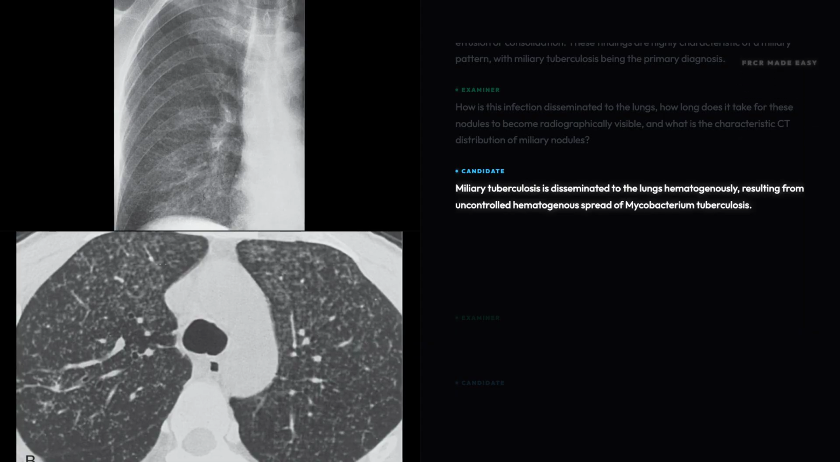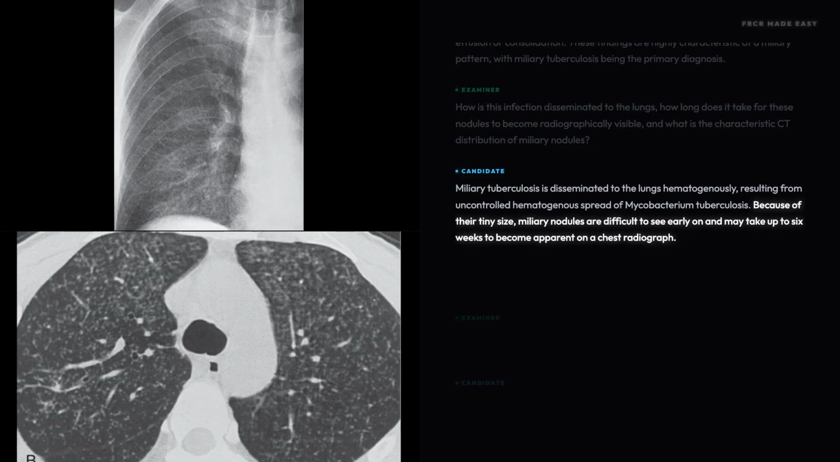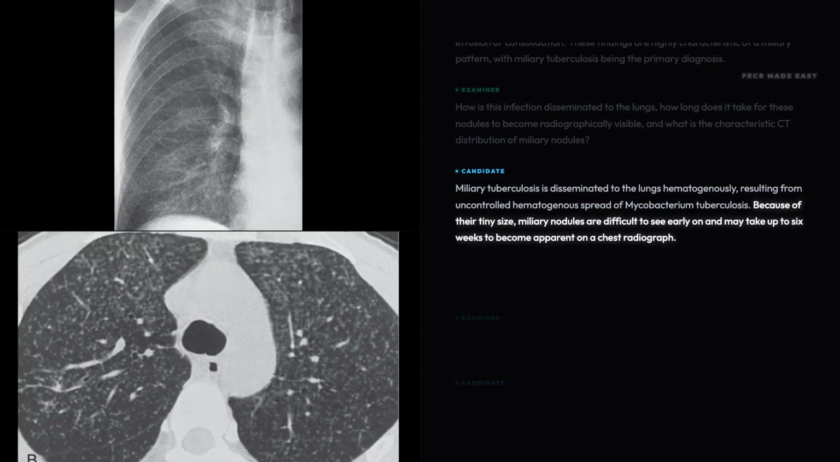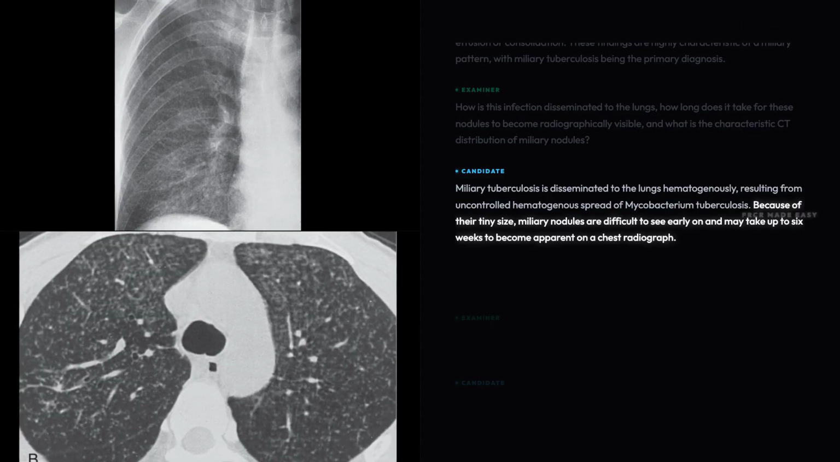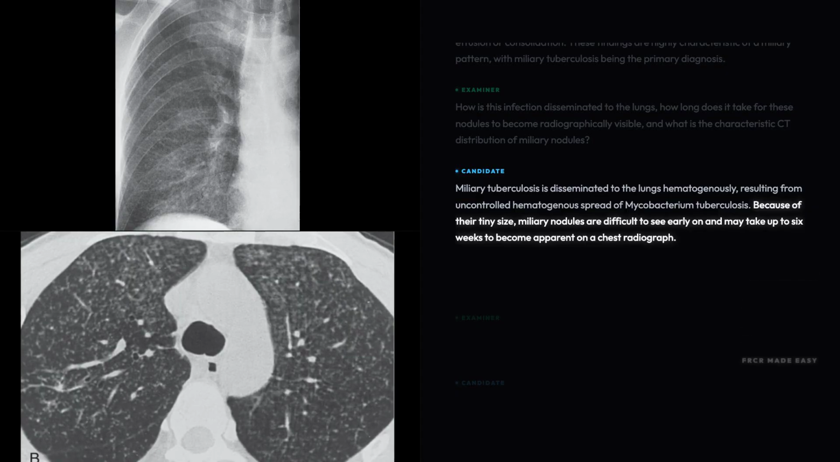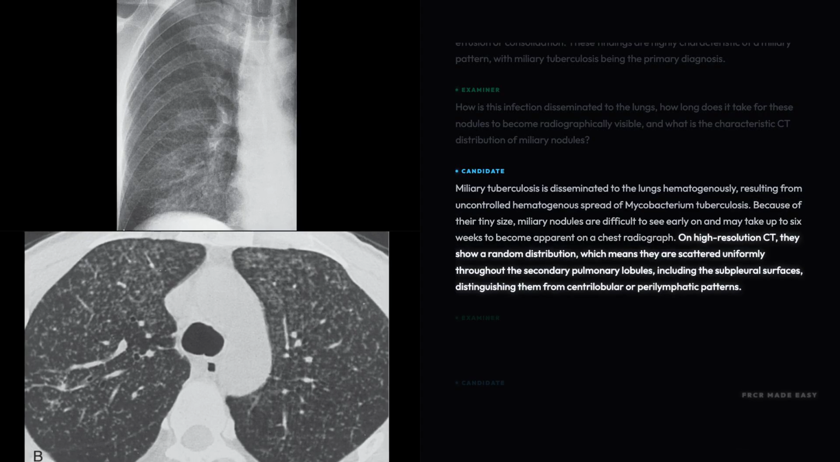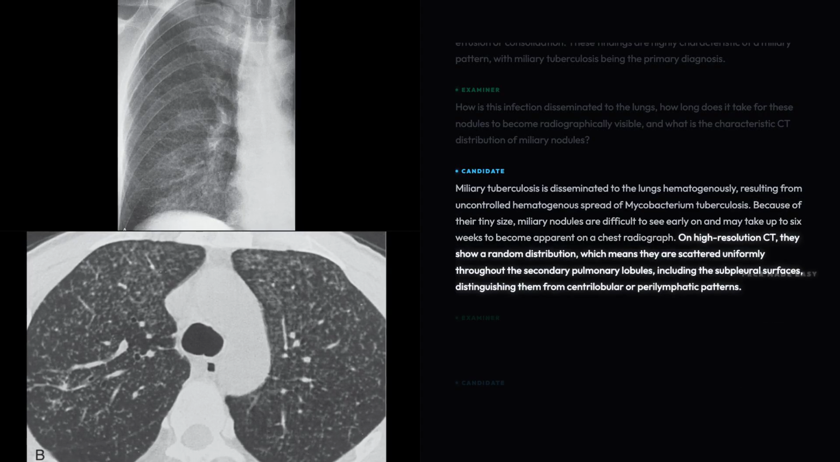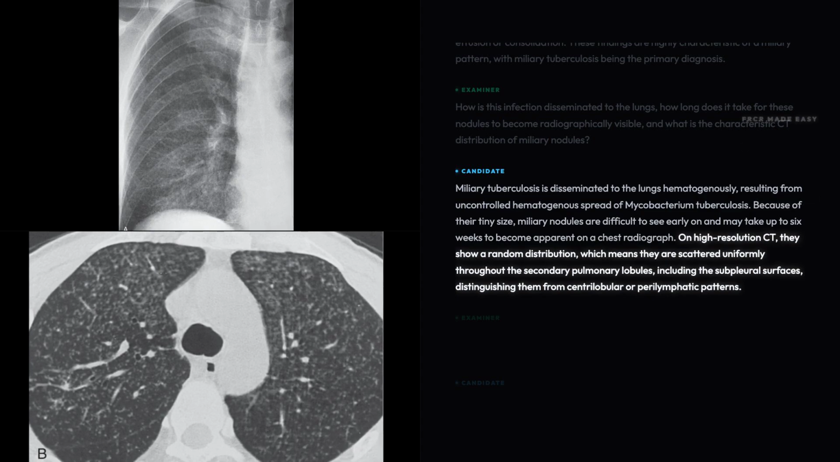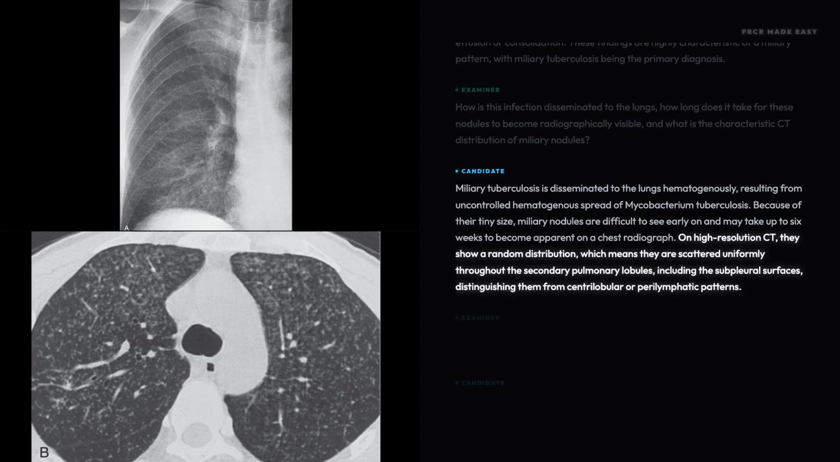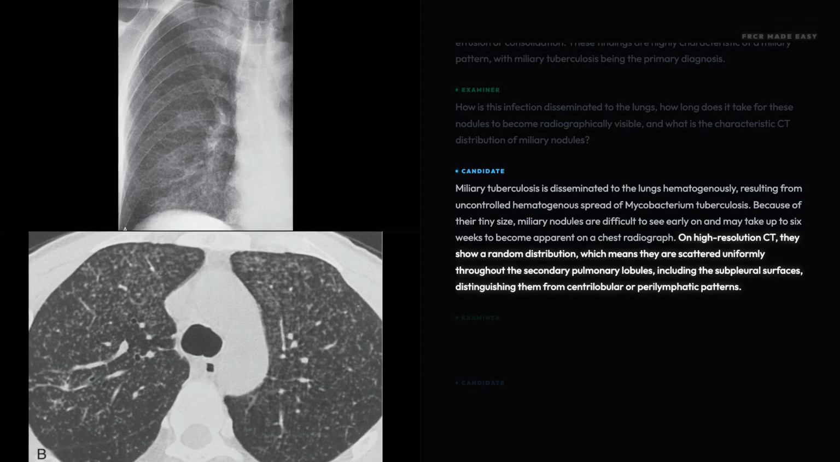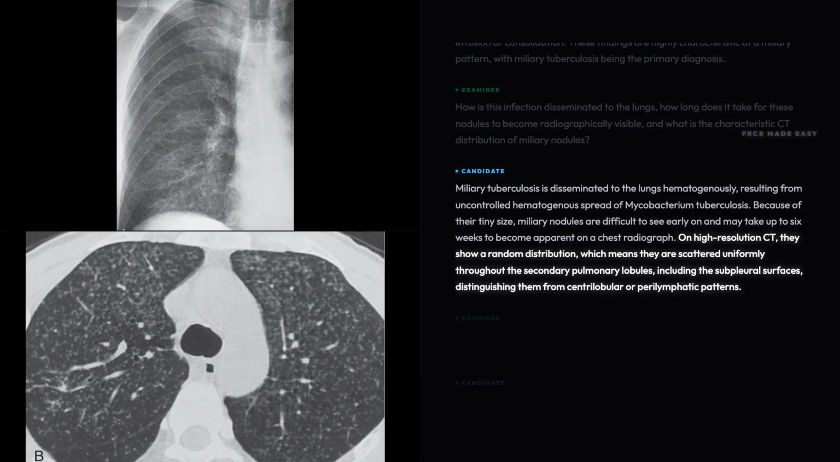Because of their tiny size, miliary nodules are difficult to see early on and may take up to 6 weeks to become apparent on a chest radiograph. On high-resolution computed tomography, they show a random distribution, which means they are scattered uniformly throughout the secondary pulmonary lobules, including the subpleural surfaces, distinguishing them from centrilobular or paralymphatic patterns.